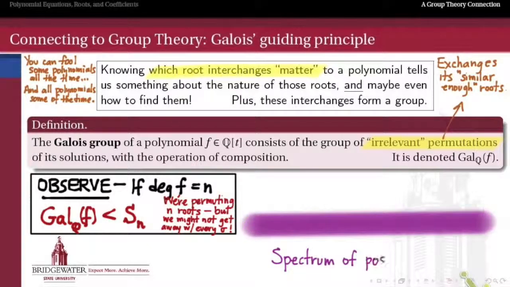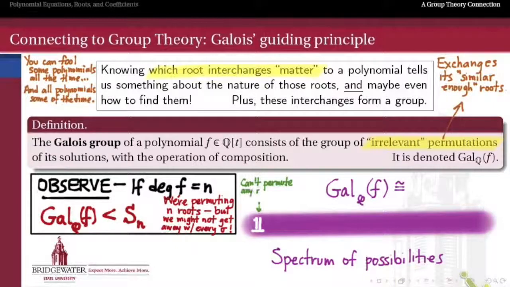So what this does actually is it sets up an entire spectrum of possibilities for what that Galois group can be. At one end, the Galois group could be trivial. This is going to be the case if no non-trivial permutation is irrelevant. In other words, if there's no permutation of the roots of our polynomial that we can do without falsifying some polynomial that they satisfy. This would be the case if all of our roots are so different that I can't get away with transposing any pair of them without breaking some equation that they used to satisfy.